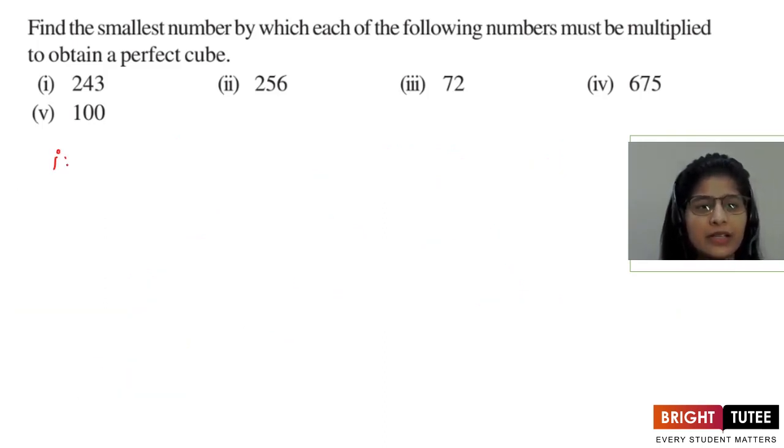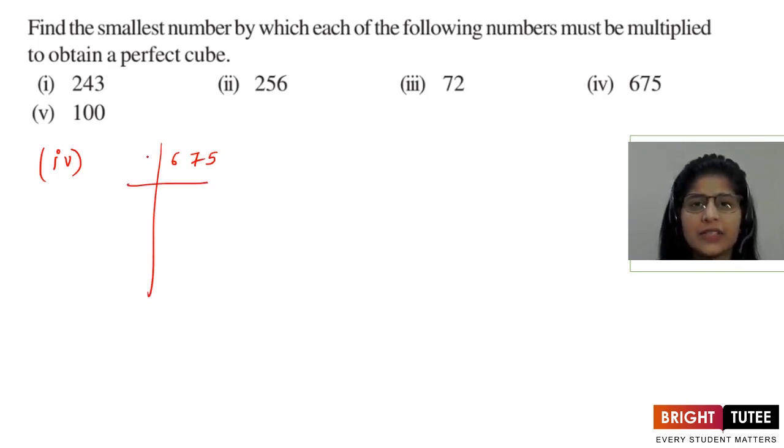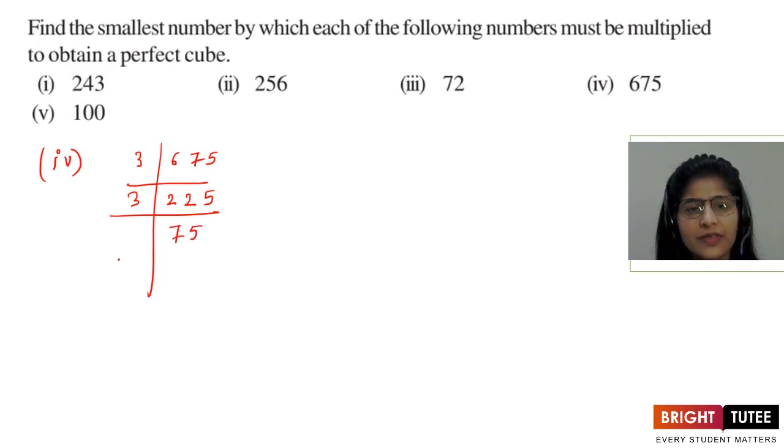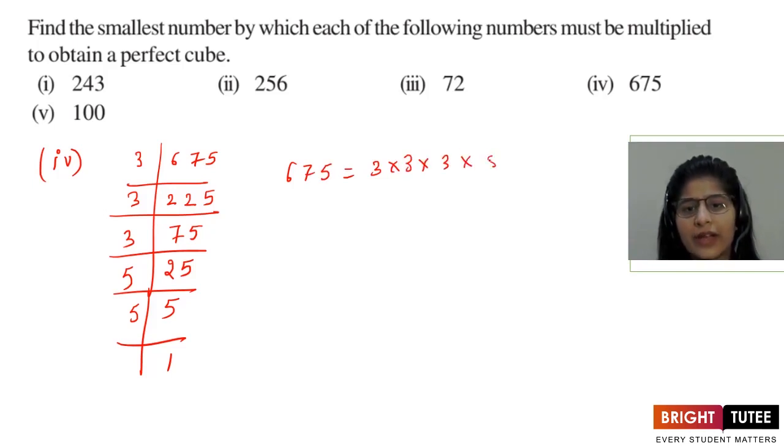In the fourth part, we are given 675. So 675 we are going to try. Just to see. Let us try with 3 first. 3 2s are 6, 3 2s are 6, 3 5s are 15. Again with 3 7s are 21, 3 5s are 15. 3 8s are 24, 3 1s are 3. Then we have 5 5s are 25, right? So 675 can be written as 3 times 3 times 3 and 5 times 5.